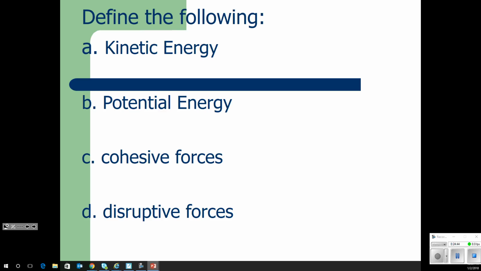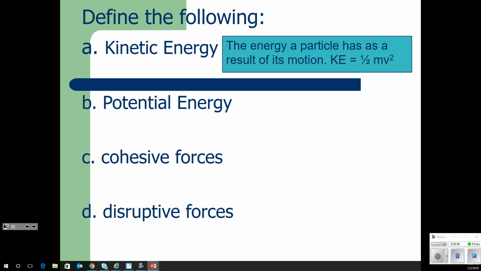Okay, so here we go. We're going to define these. Kinetic energy. This is the energy of motion. When I have energy of motion, I have an equation. Kinetic energy is equal to 1/2 mass times velocity squared. That is not volume, that is velocity. Lower case v is velocity. So I can find out the amount of energy I have by multiplying 1/2 times the mass times my velocity squared.